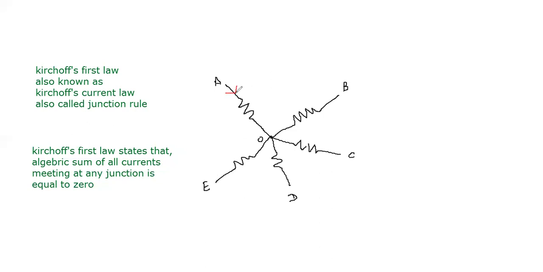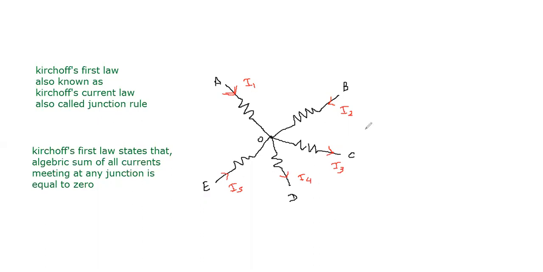Here I1 is the current flowing towards the junction. I2 is the current flowing towards the junction. I3 is the current flowing away from the junction. I4 is the current flowing away from the junction. I5 is the current flowing towards the junction. We can assume it like that. Now which currents are coming towards the junction?